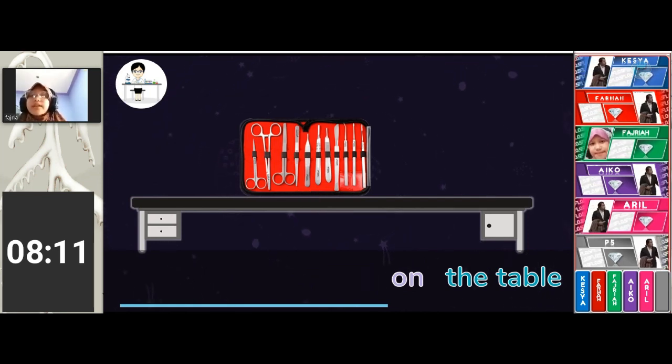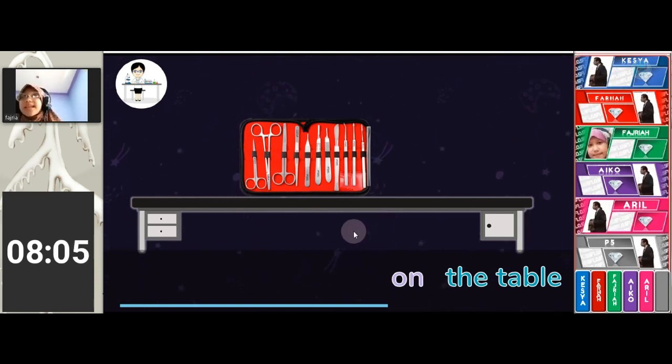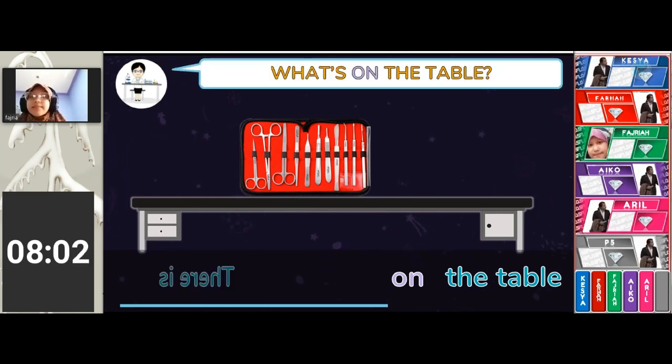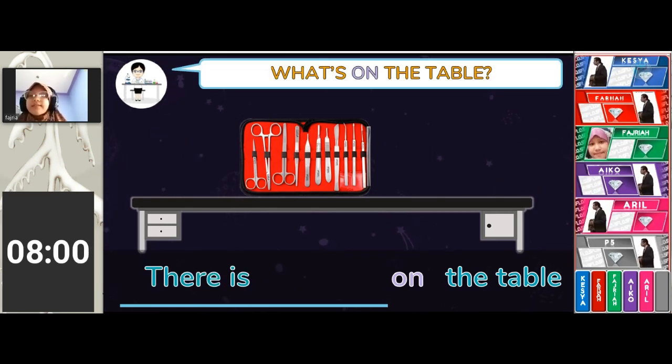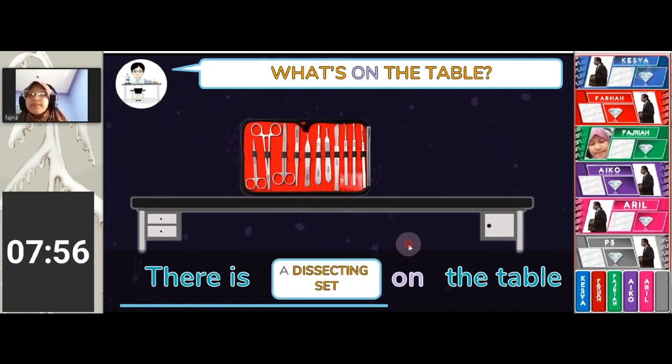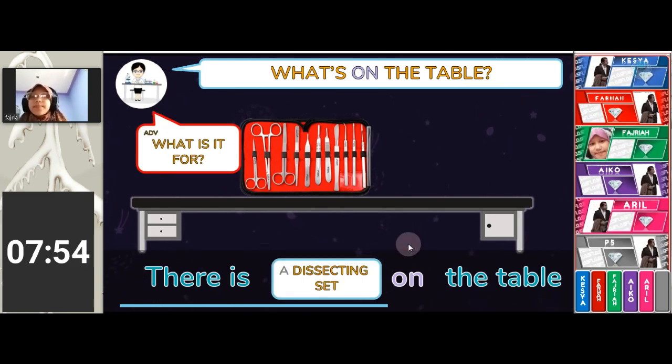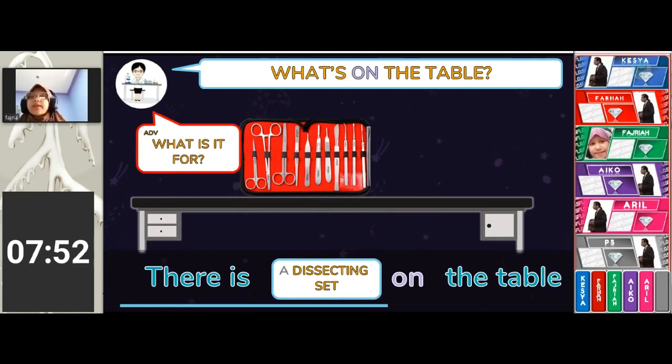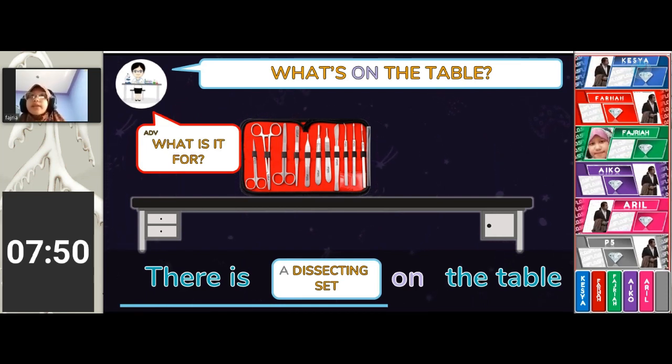What's on the table? There is a dissecting set on the table. What is it for? We can use it to dissect frogs or dead animals in the lab for study.